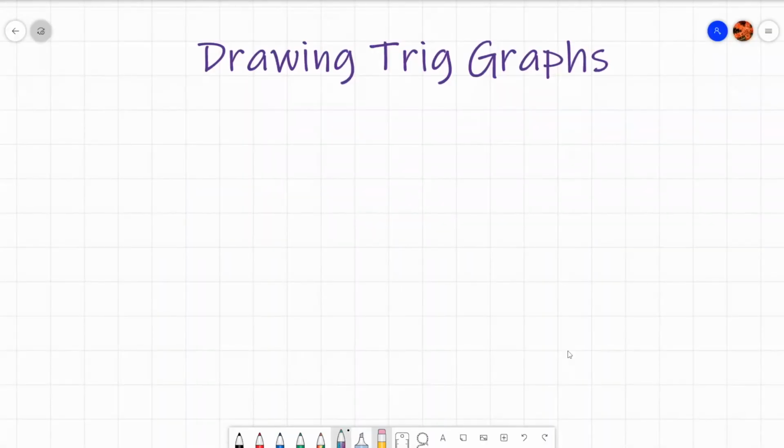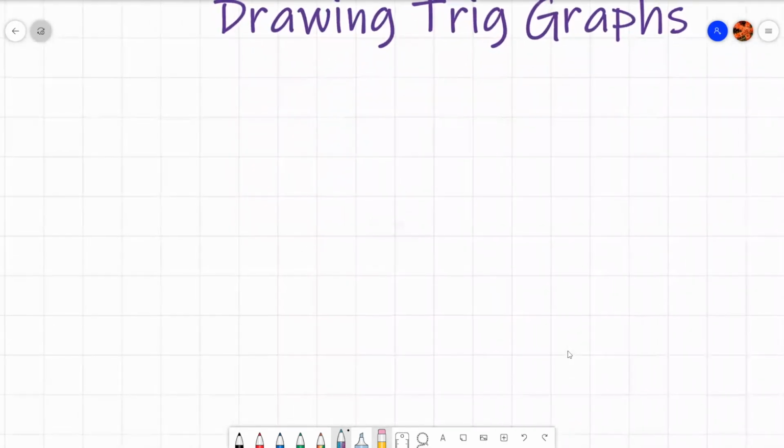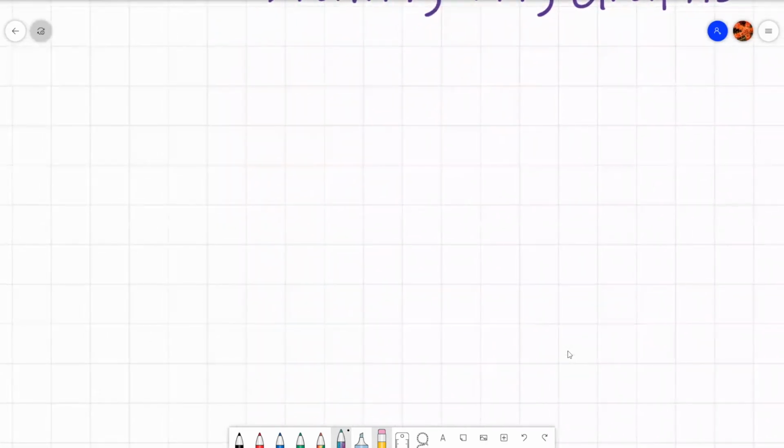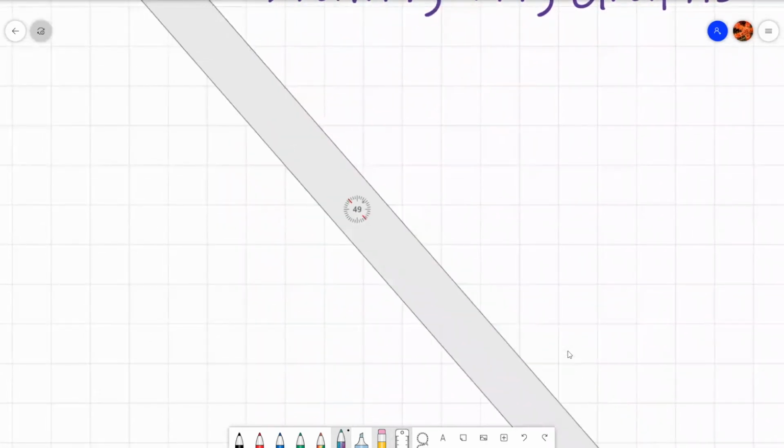Drawing trigonometry graphs. In your GCSEs, you will be asked to draw trigonometry graphs. These consist of the graph of y equals sine x, y equals cos x, or y equals tan x. Let's have a look at how to draw these graphs then. Sometimes you might be given an axis, sometimes you might not. So let's assume we're not given an axis, so we have to draw one ourselves.